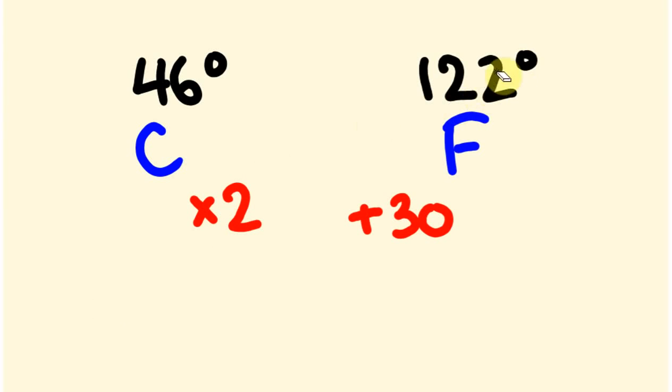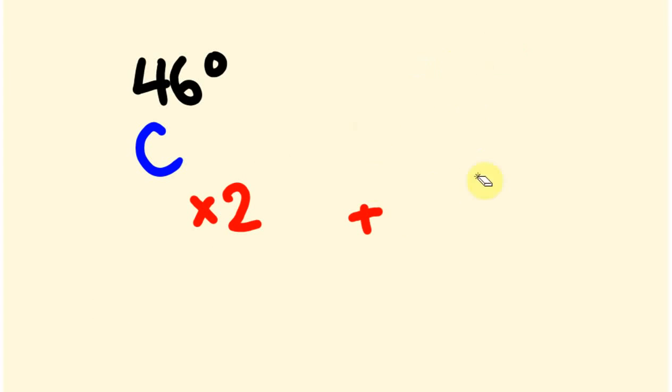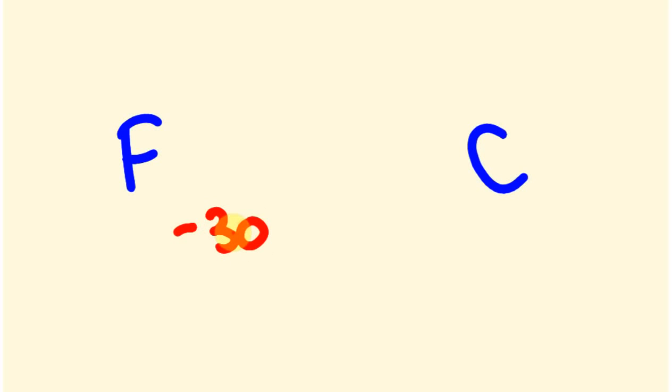Okay, so we're now going to do the opposite. We're going to have a look at changing from Fahrenheit into Celsius. So instead of what we were doing before, where we were timesing by 2 and adding 30, we're going to do the opposite in the opposite direction. We're going to subtract 30, and then we're going to divide our answer by 2. Okay, so you're going to see it's the exact opposite of what we were doing. We're just reversing what we were doing before.